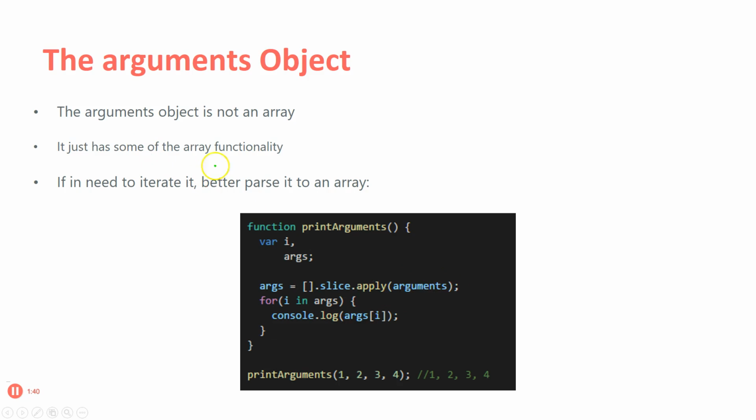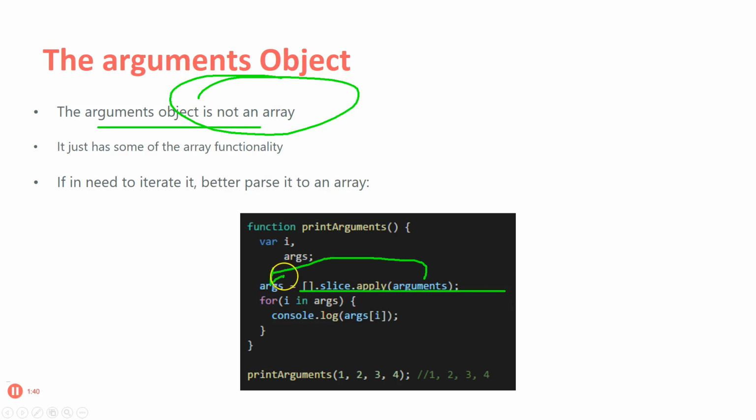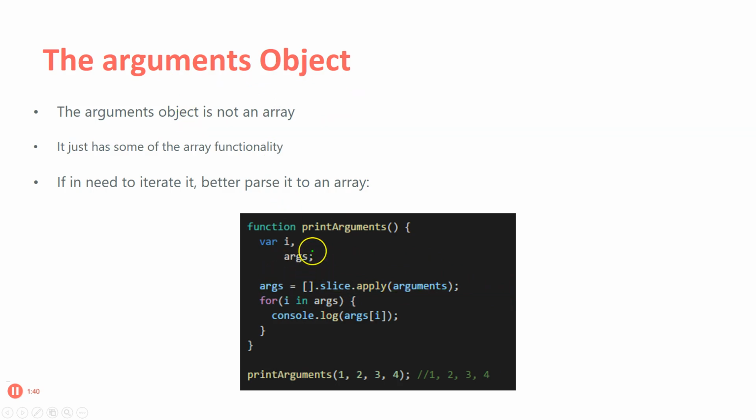So, as I already said, the arguments object is not an array. But if we do it like that, then we'll get this and copy it into an array, which is args. And then I can make a for loop again over it, and I can use everything that the array class supports. So basically what I'm doing is getting the arguments object, converting it to an array, and using it as a normal array, because sometimes we need to use its methods.